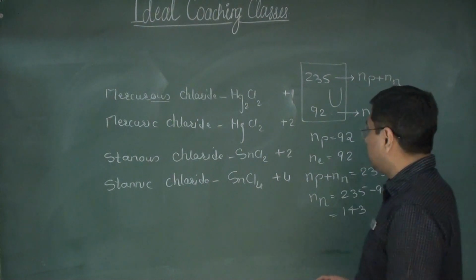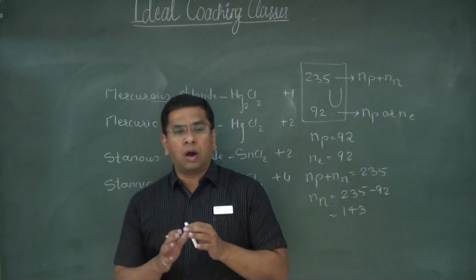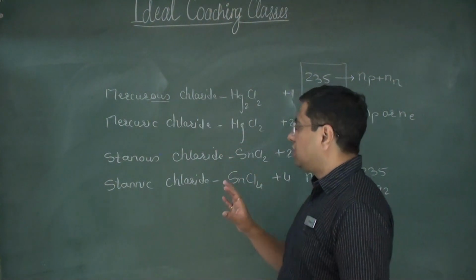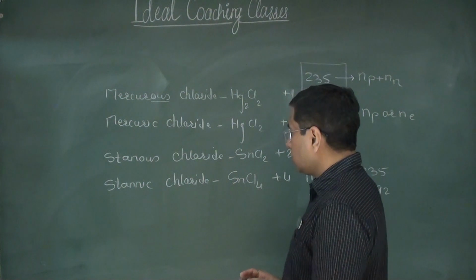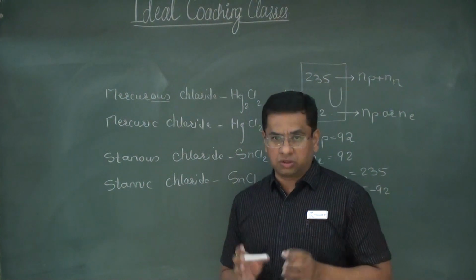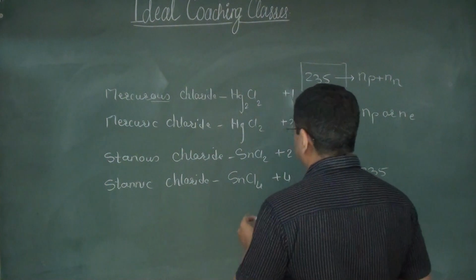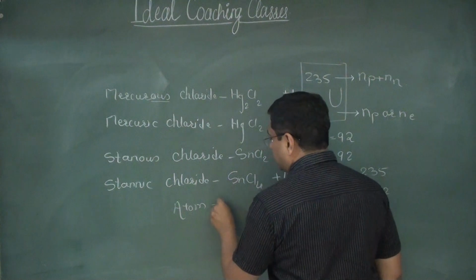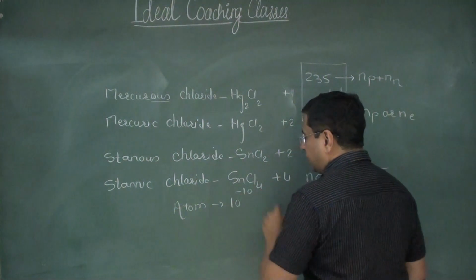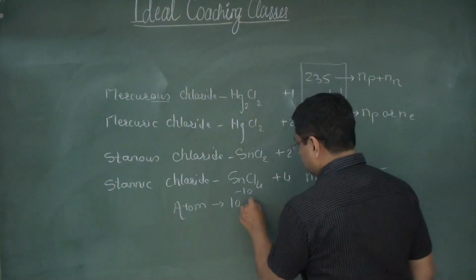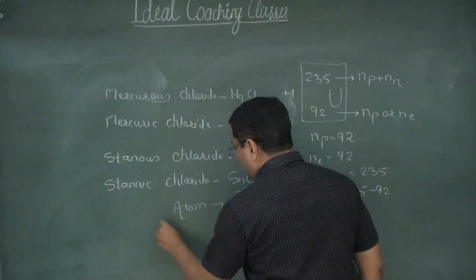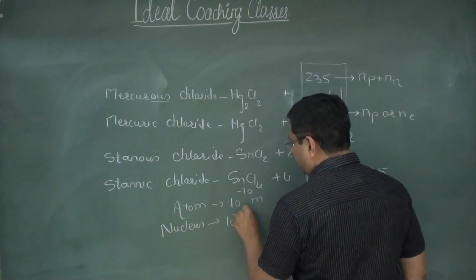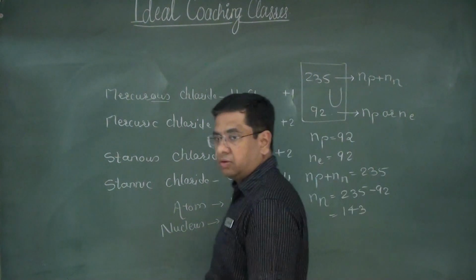Of course, we know another thing. How can I compare the size of an atom and the size of the nucleus? What is the range of the size of the atom? The size of the atom is of the order of 10 raised to minus 10 meter, and the size of the nucleus is of the order of 10 raised to minus 15 meter.